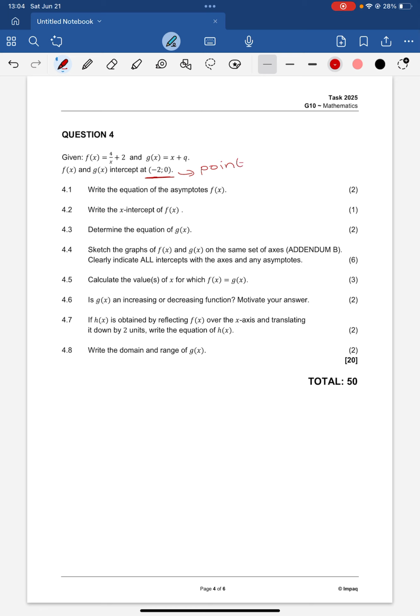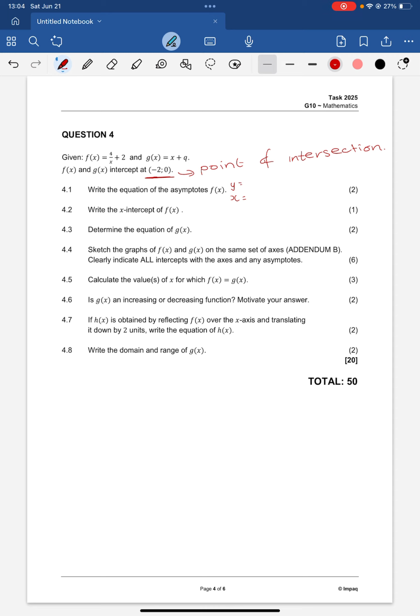Write the equation of the asymptotes of f and g. Super easy. It's two asymptotes. The horizontal one is y equals whatever. The vertical one is always x equals. It was even in the previous question, and I did explain already, so you should know. The x-intercept of f of x, how do we find an x-intercept? I'm not even going to tell you because I've said it a lot of times already. Determine the equation of g of x.